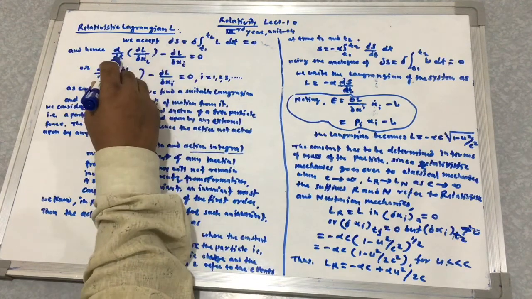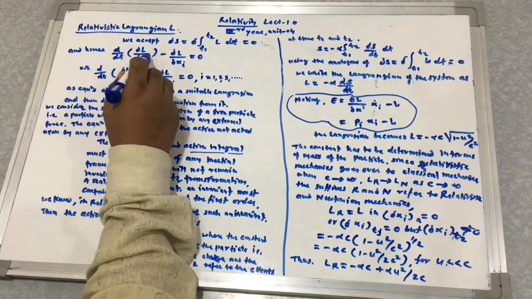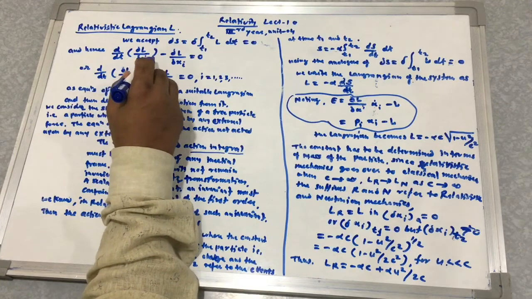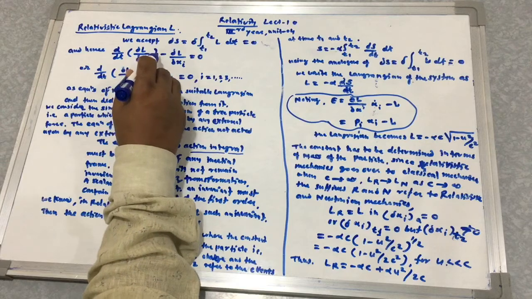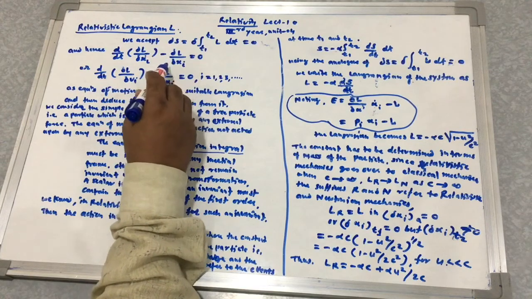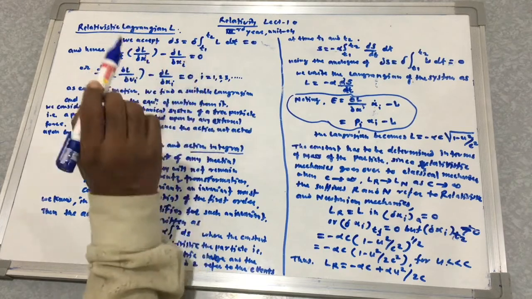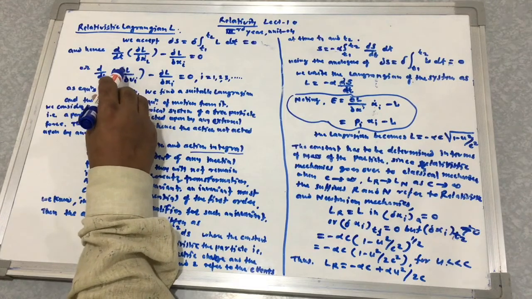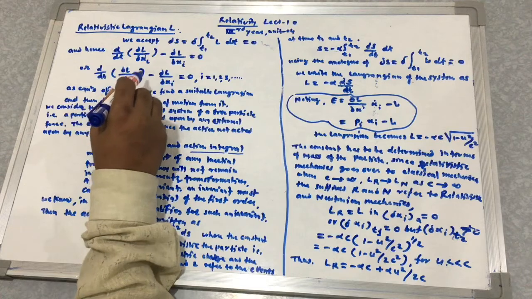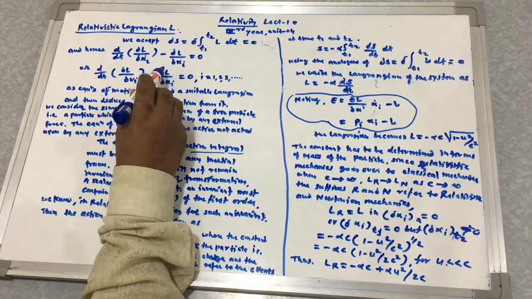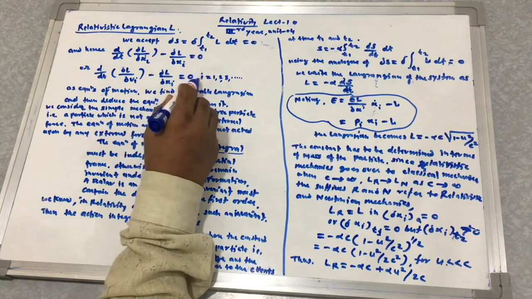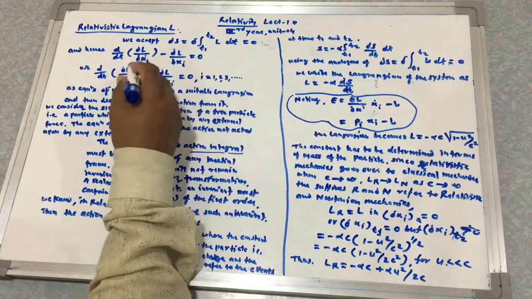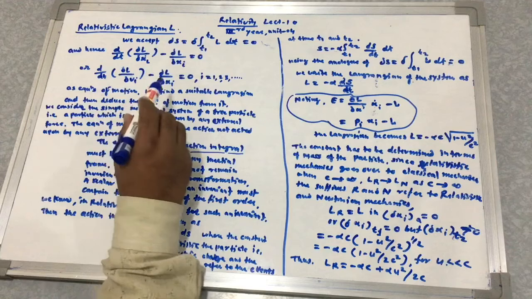So that is d by dt of (del L upon del x dot i) minus del L upon del x i is equal to 0, or d by dt of (del L upon del v i) minus del L upon del x i is equal to 0, where i is equal to 1, 2, 3. So this is the equation of motion.